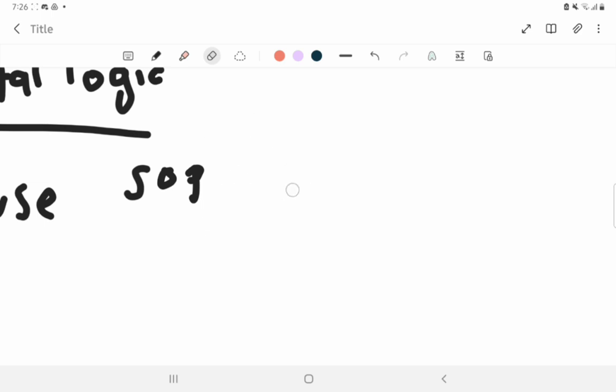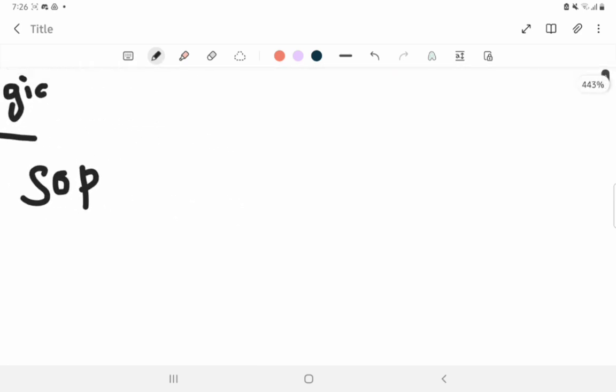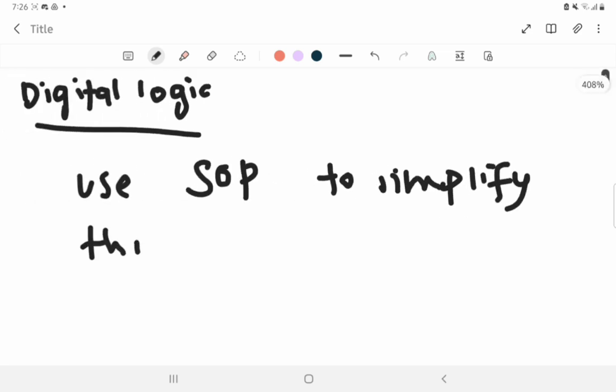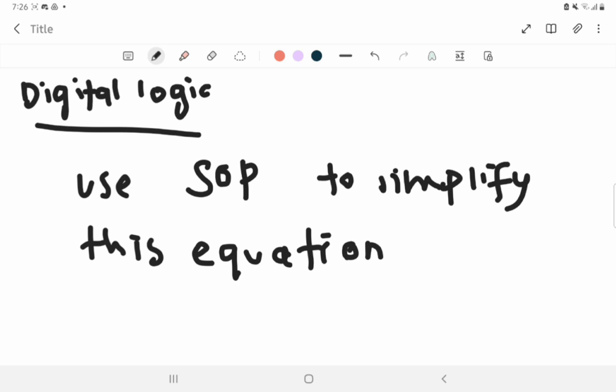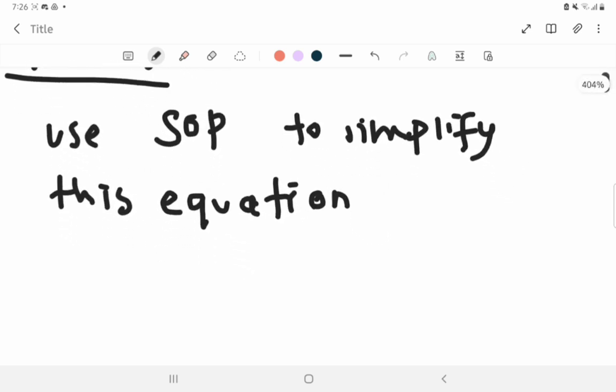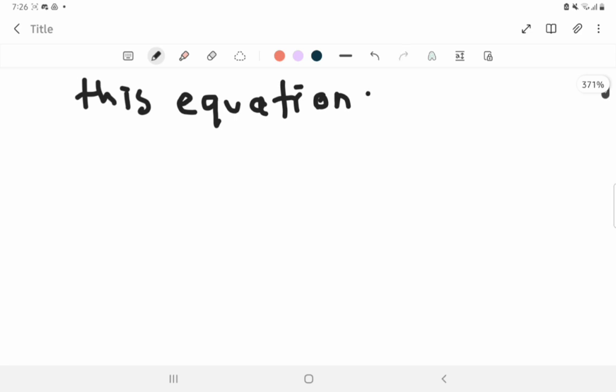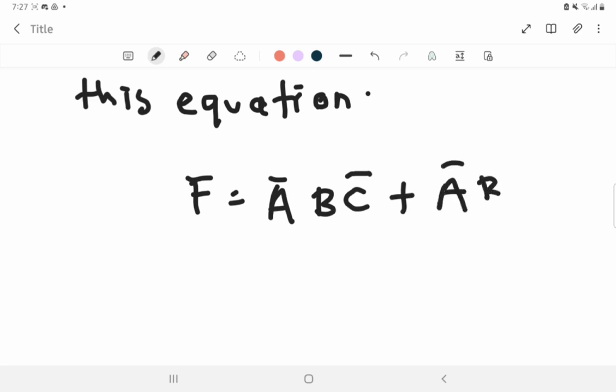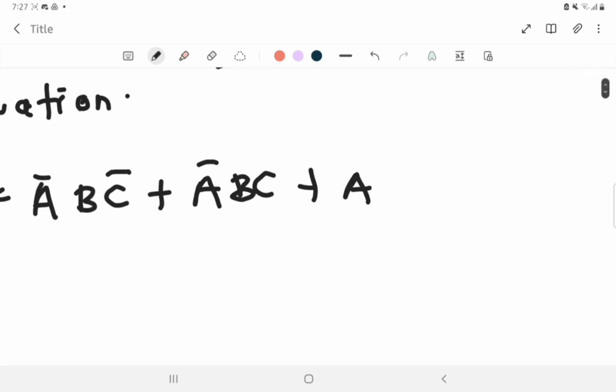Okay, for this example, we try to use SOP to simplify this equation. The question will be like, simplify this equation using Karnaugh maps, K-maps. Then they will state SOP or POS, or if they don't state, just use SOP. Okay, and then the question is F equals A'BC' plus A'BC plus AB'C'. F, you know, is the result.